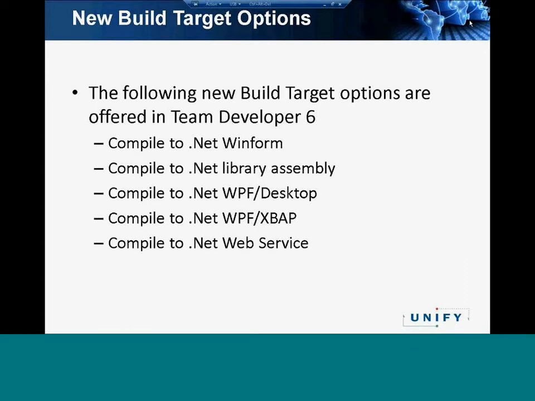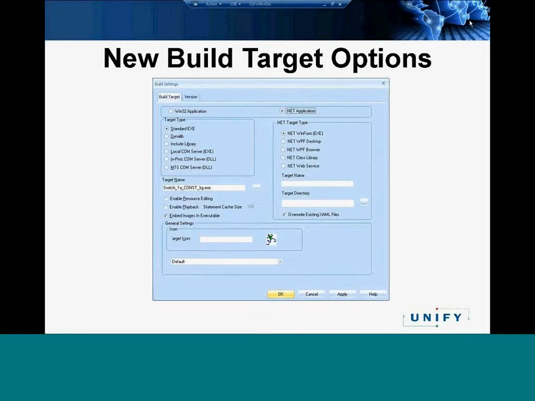So what we've done in Team Developer to allow those different compilation methods was to create new build target options. So now when you go into TD 6.0 and you choose to build your application executable, you will see 1, 2, 3, 4, 5 different methods on top of the Win32 native. WinForm, .NET libraries, WPF desktop, XBAP, which is the browser, and .NET web service. So those are new build target options into Team Developer 6.0.